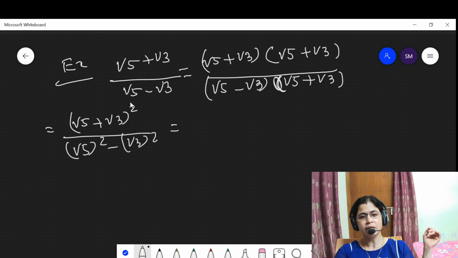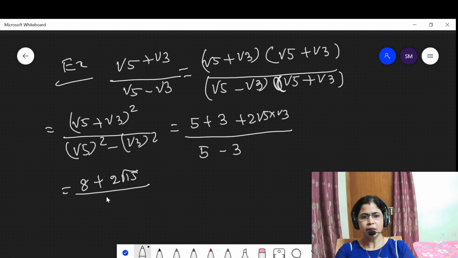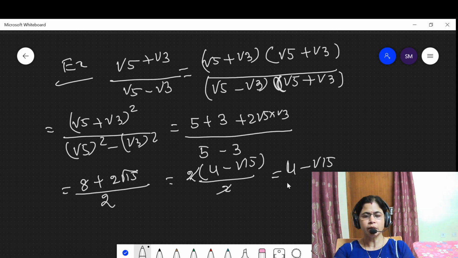Then the numerator is a plus b whole square, which is equal to a square plus b square plus 2ab. Then the denominator is 5, root 5 square 5, root 3 square 3. Then the numerator is 8 plus 2 root 15 upon 5 minus 3, which is equal to 2. Then you take 2 common. This is 4 plus root 15 upon 2. 2 cancels, which is equal to 4 plus root 15. This is the rationalization of the denominator.